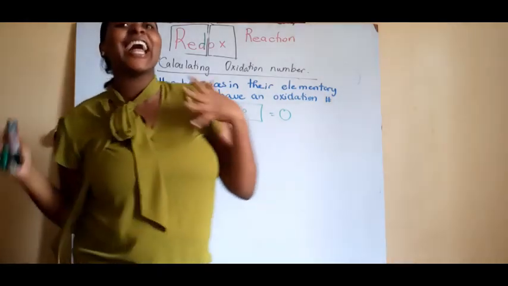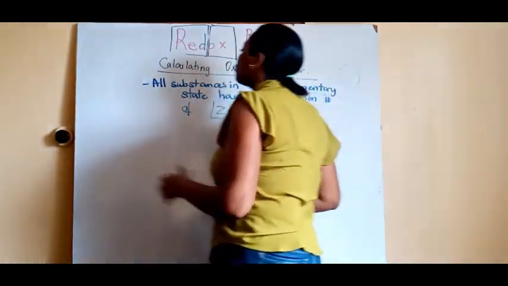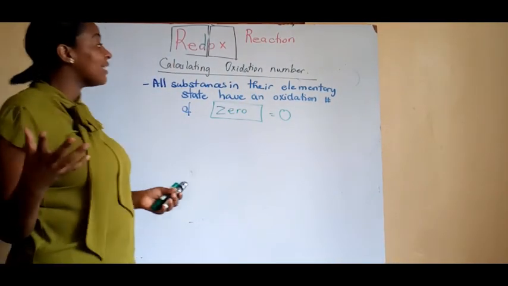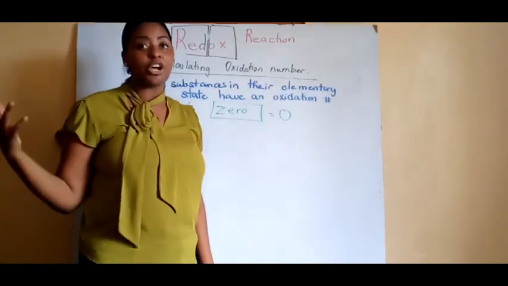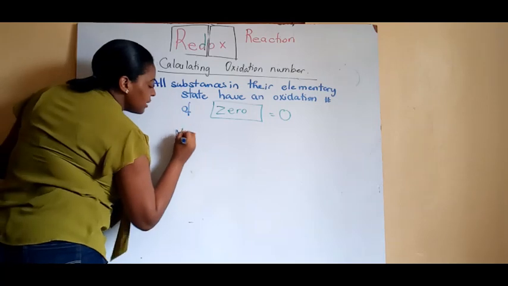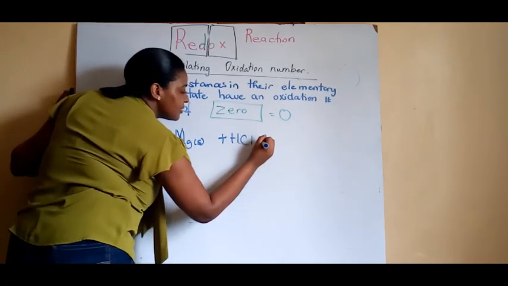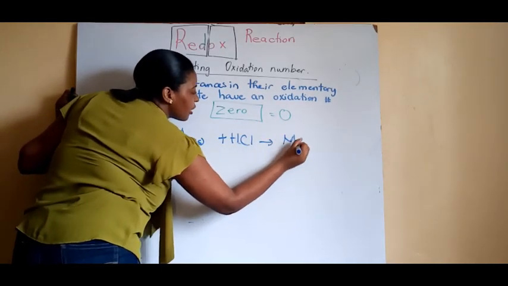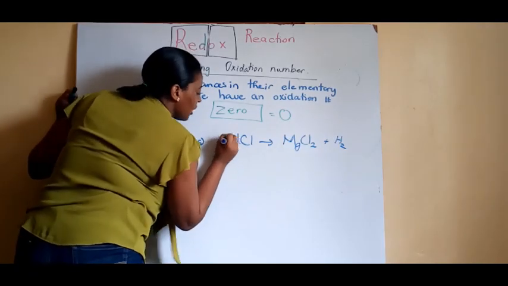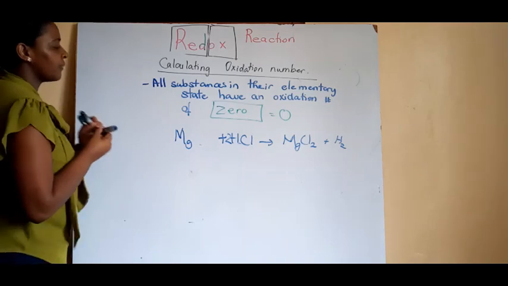So the rules in calculating oxidation number are as follows. This is the first one. So rule number 1. All substances in their elementary state will have an oxidation number of 0. So if I'm going to react magnesium with HCl, right? I know that that forms magnesium chloride and hydrogen gas. I'm going to balance that. I don't have any state symbol, so let's go.